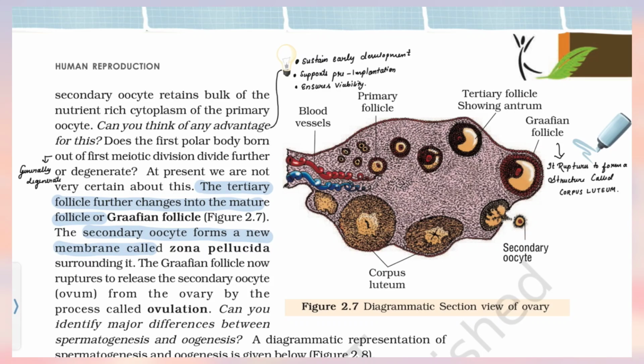During ovulation, the Graafian follicle ruptures and releases the ovum from the ovary. After ovulation, the remaining part of the Graafian follicle transforms into a corpus luteum. The corpus luteum secretes progesterone, which is essential for maintenance of pregnancy. And this diagram shows the sequence of follicular development in the ovary, from primary follicle to corpus luteum. If this flow is clear, the ovarian cycle and hormonal control become very easy to understand.